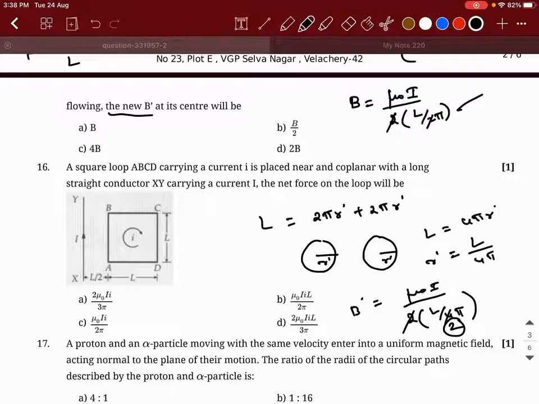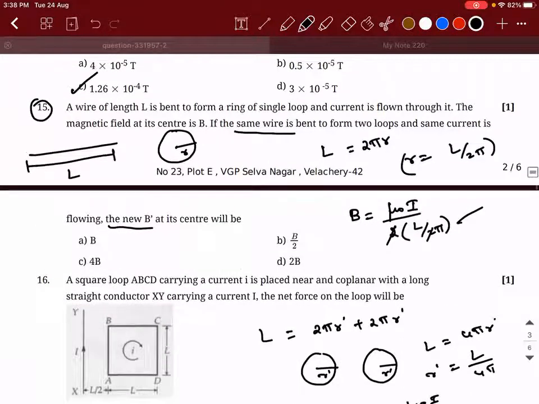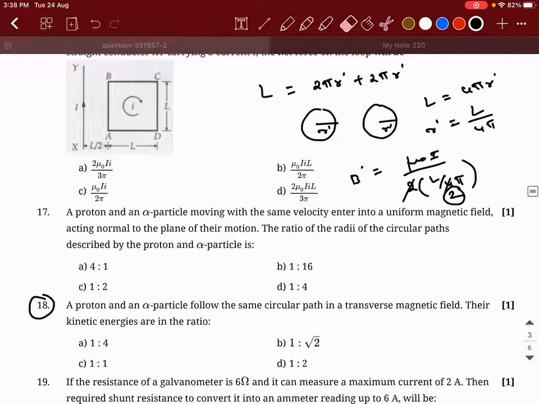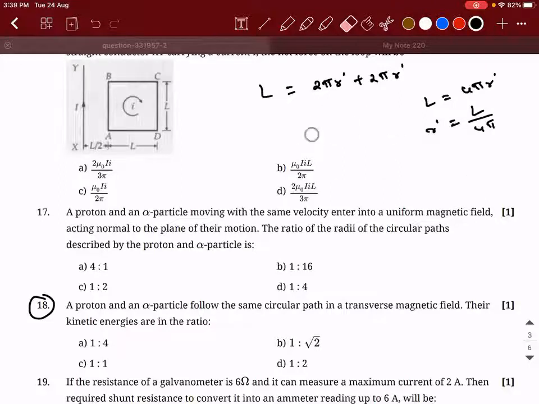You're able to understand? Okay, sir. Or else what should happen? When to form 2 loops, then okay, that also makes sense. Maybe I read the question wrong. So it is bent into 2 loops now. It should be like this: 1 and 2. Just 2 turns.